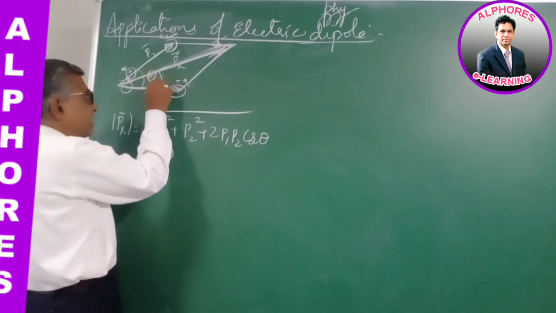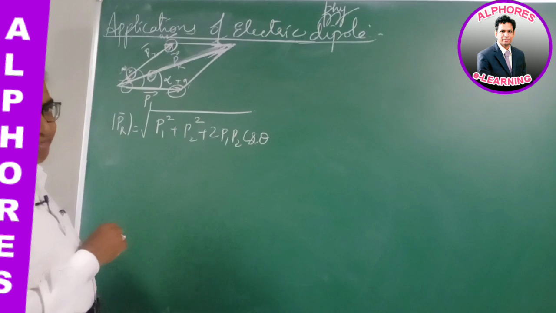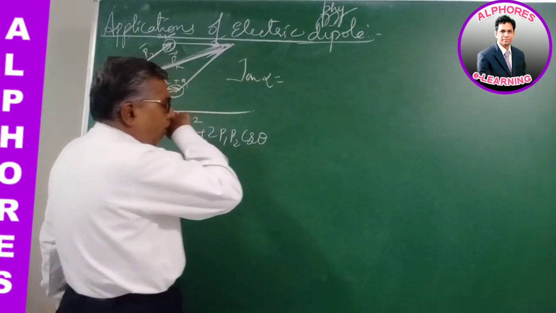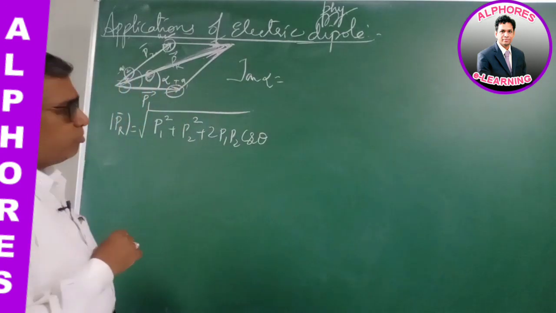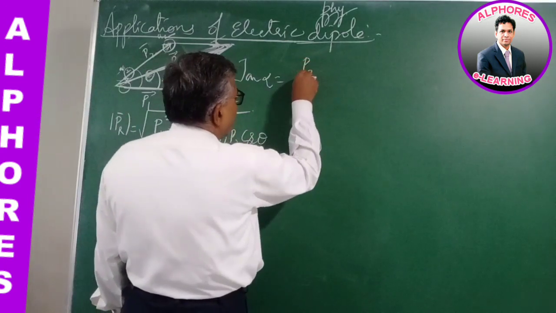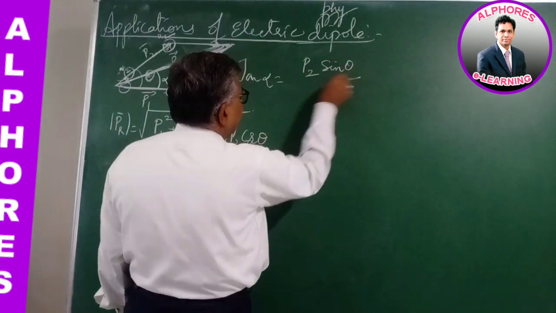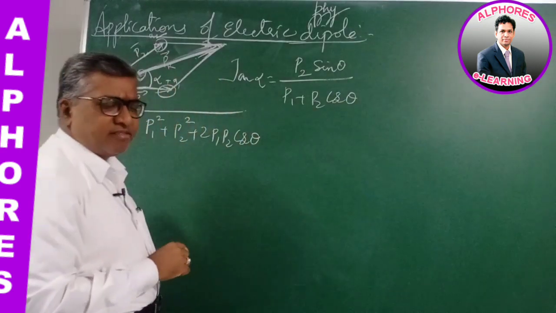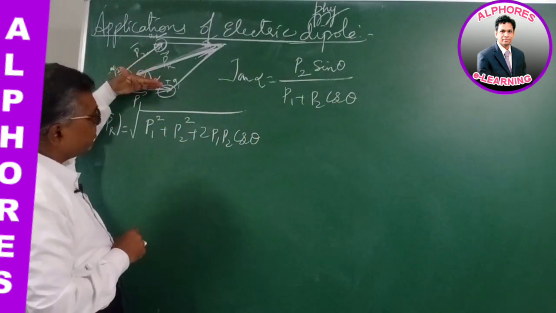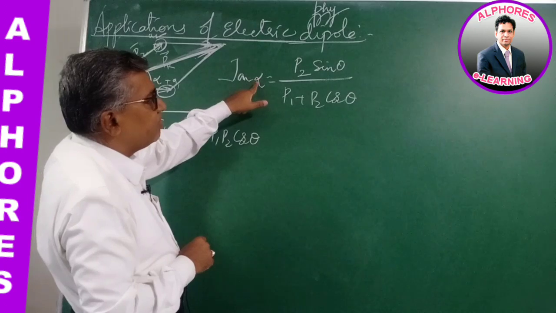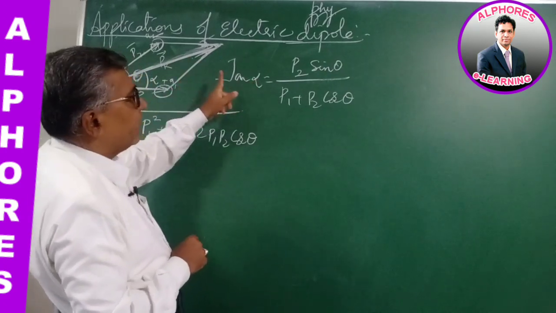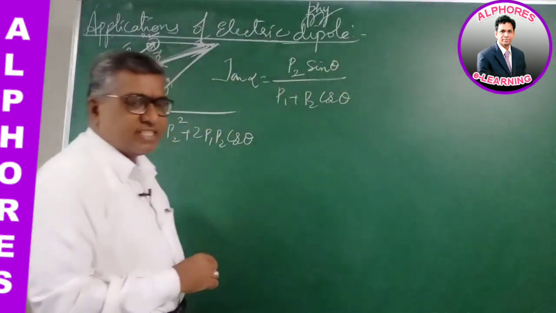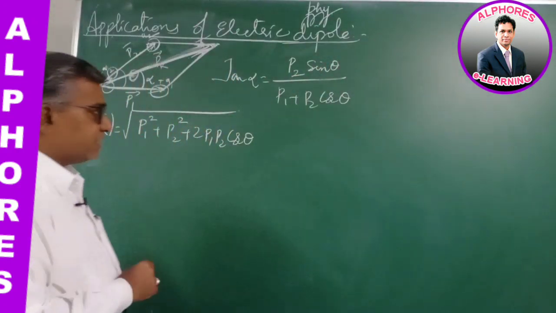And what is the direction of the resultant dipole moment? Alpha. So for the direction, tan alpha is given as P2 sin theta by P1 plus P2 cos theta. Alpha is the angle made by the resultant vector with P1. So tan alpha equals P2 sin theta by P1 plus P2 cos theta. This is the direction of the resultant dipole moment.